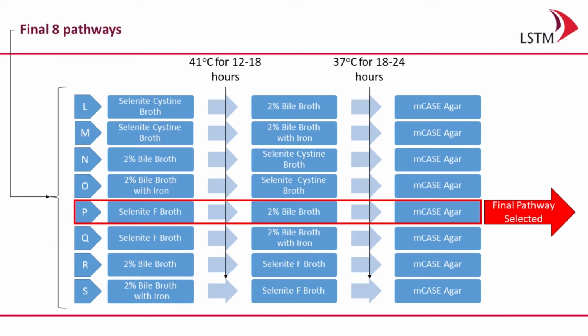After these tests, 8 pathways remained, all of which included a modified version of chromogenic agar called case from Neogen. The unmodified agar inhibited S.